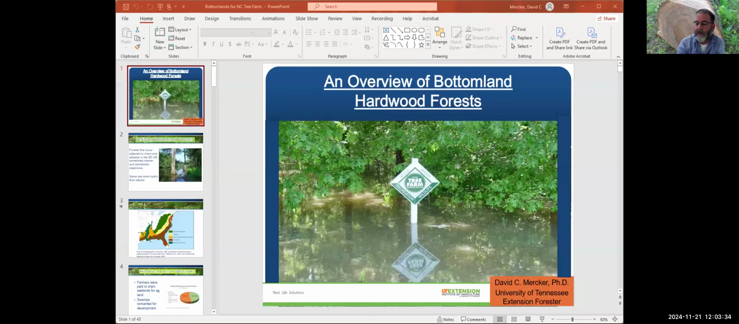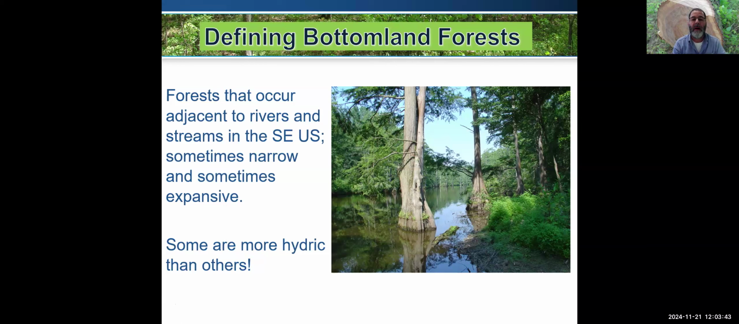Okay, let's go ahead and begin by defining what we mean by bottomland forests. These are forested properties that occur adjacent to rivers and streams, specifically in the southeastern part of the United States. Sometimes these are narrow, sometimes these are expansive, and of course, sometimes they're more hydric or wetter than others.